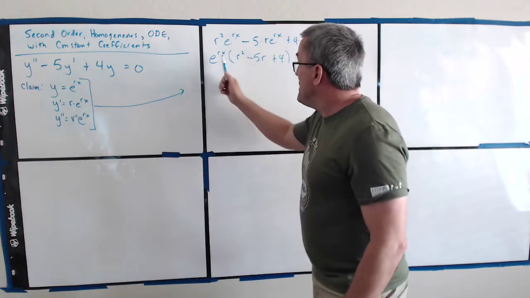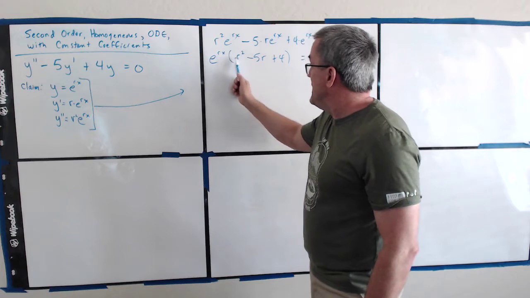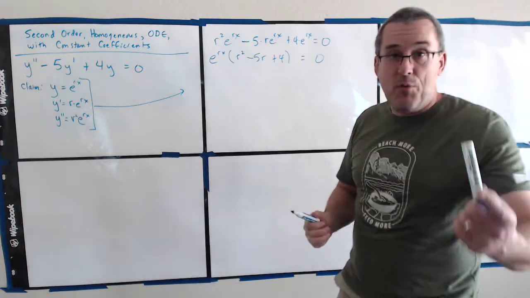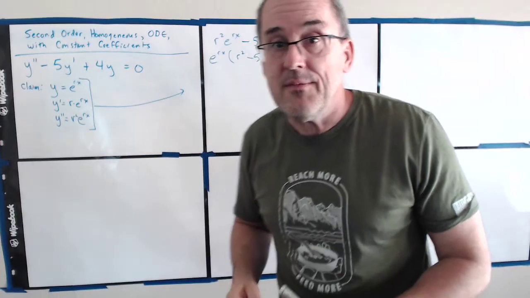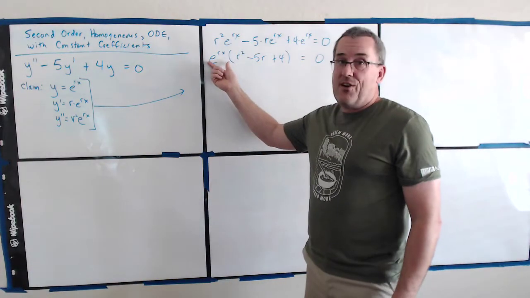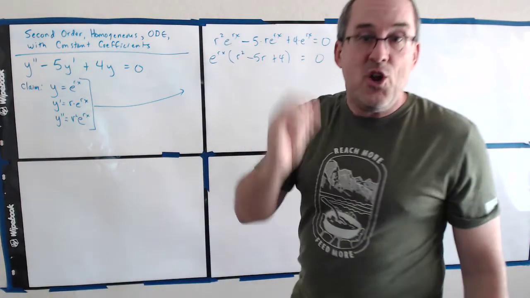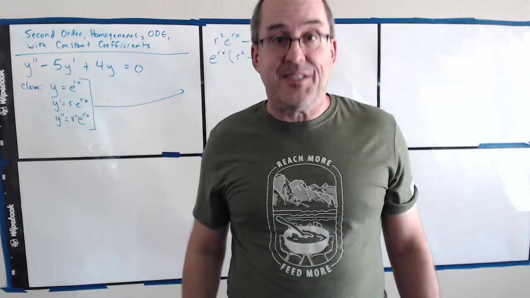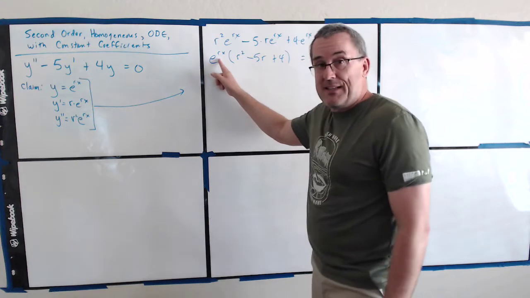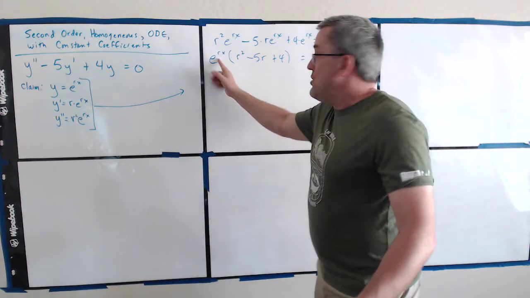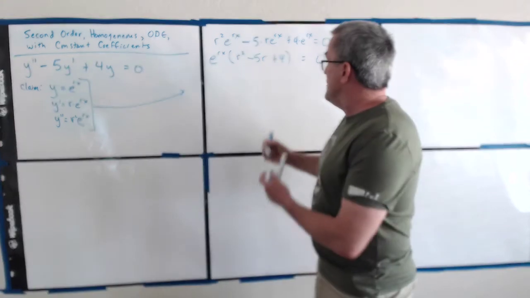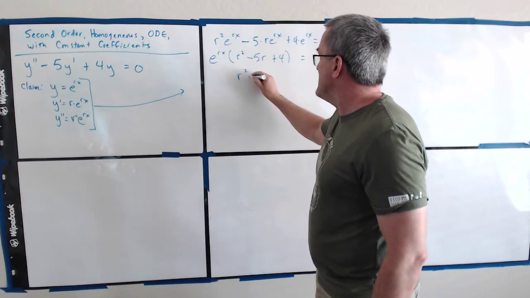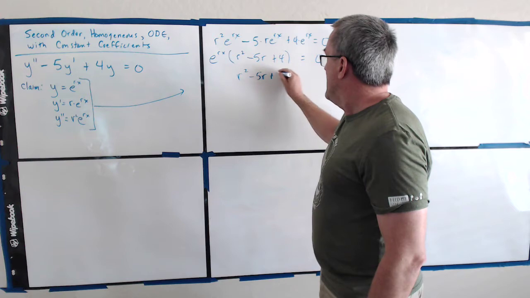The only way you can multiply this factor times this factor and get 0 is if one of the two factors or both are 0. Now, e to the power of rx, there is no value of r or x that will make e to the rx 0. This thing right here can never be 0. So the only way this product can be 0 is if this quadratic is 0. So let's focus on this.